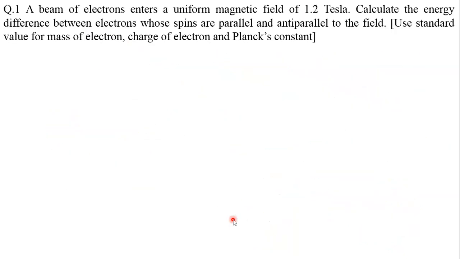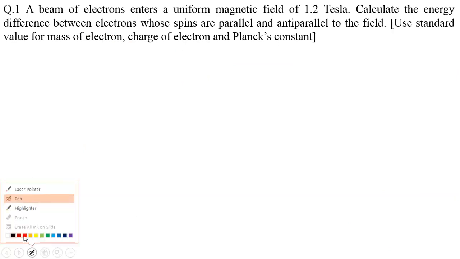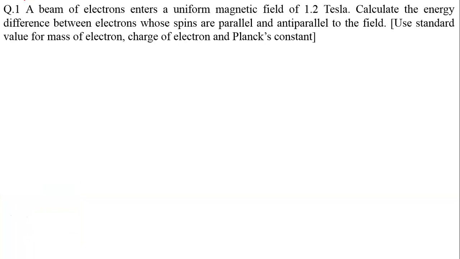So the first problem is, a beam of electrons enters a uniform magnetic field of magnetic field strength 1.2 Tesla. Calculate the energy difference between the electrons whose spins are parallel and anti-parallel to the field. Use standard values of mass of electron, charge of electron, and Planck's constant.